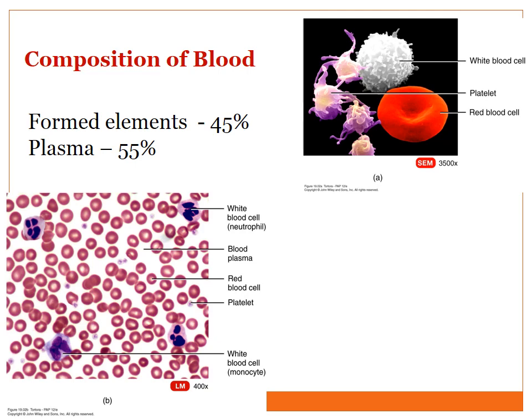Plasma is composed primarily of water. About 90% of plasma is water. There'll be proteins in that watery matrix, as well as other solutes that we'll look at. And then we have the formed elements, which comprise about 45% of blood and are the cells. The three types of cells in blood are the red blood cells, also known as erythrocytes, white blood cells, known as leukocytes, and platelets, also known as thrombocytes.